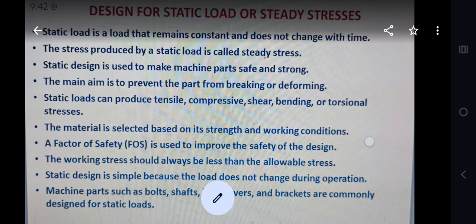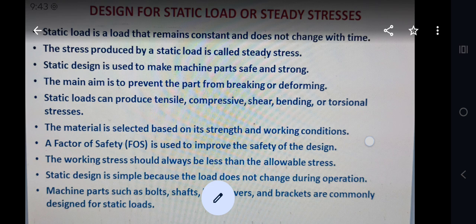A static load is a load that remains constant, does not change with time. Let us take a simple example. Suppose a machine bracket is supporting a 500 Newton weight. If the weight remains 500 Newton continuously, then load is equal to constant 500 Newton. Therefore, this is a static load.